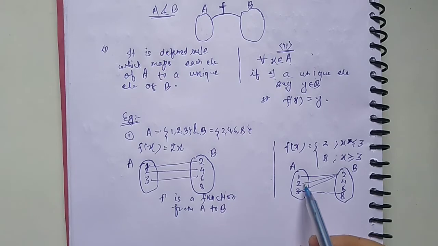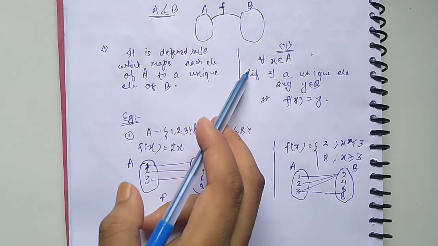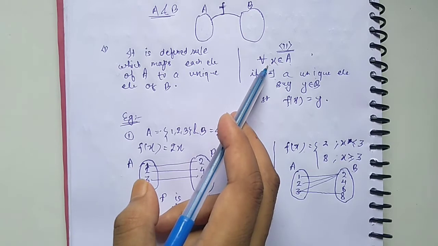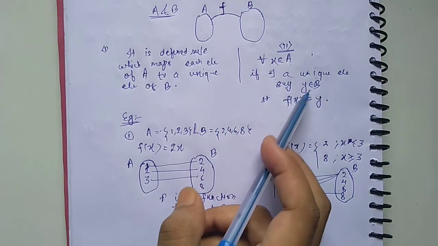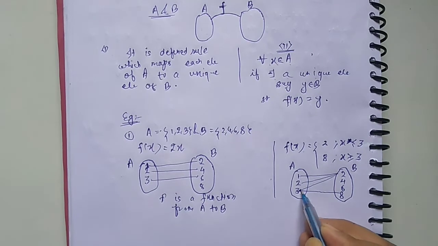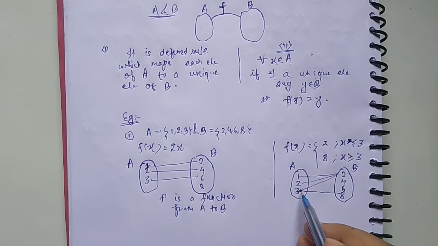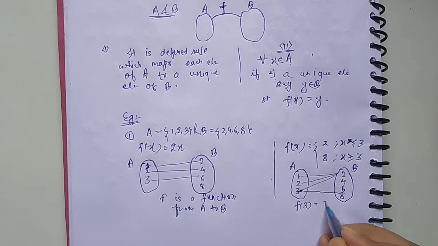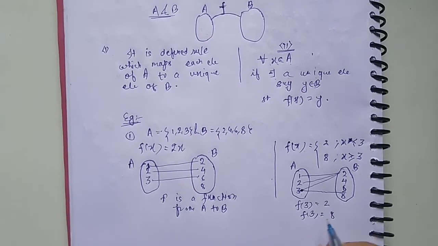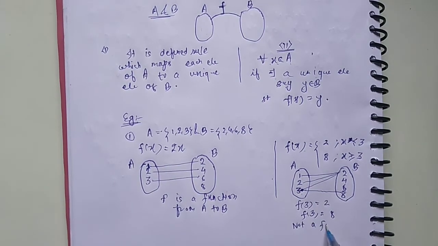Now to check whether this map is a function or not, we will use again this definition, where for each element from set A there exists a unique element from set B. But for this element 3 from set A there exist two images, where the image of 3 is 2 and 8 both. That means f of 3 is equal to 2 and also f of 3 is equal to 8. That means there exists no unique element corresponding to this element 3 in set B. So it is not a function.